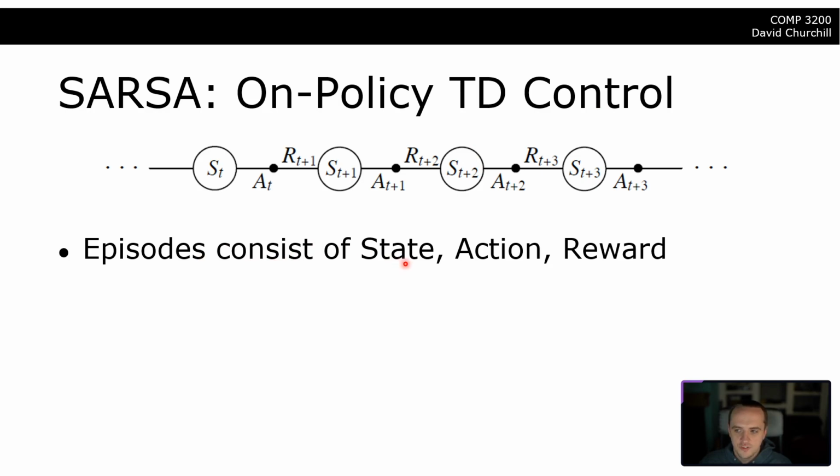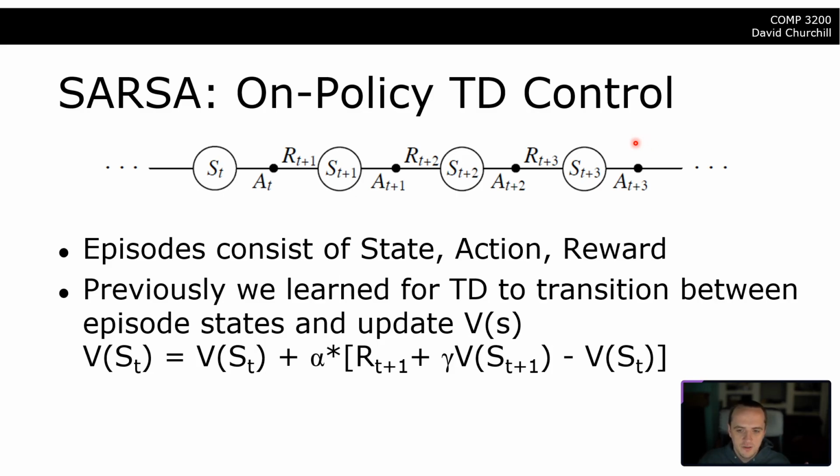Episodes consist of state, action, reward. Okay, so up here, again, we're at some state, S of t. We take action, A of t. We get reward, R t plus 1. Now we're at the next state. We take an action, we get a reward. Now we're at the next state. We take an action, we get a reward. This is the general situation that we're in. Previously, we learned for TD to transition between episodes, states, and updates V of S, okay?